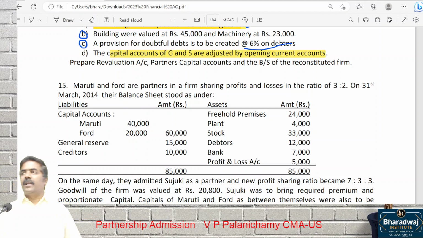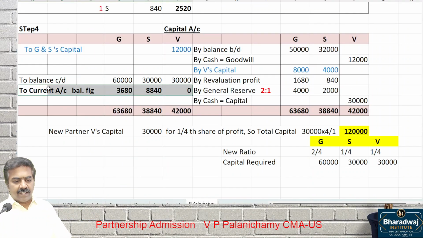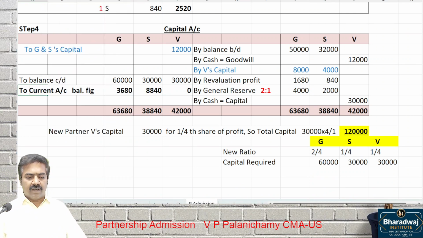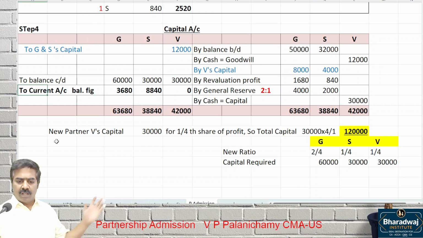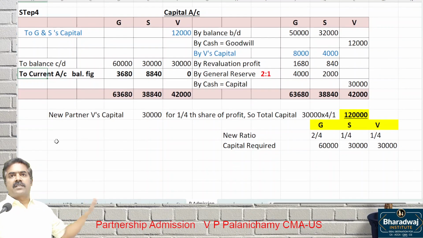Now, in the exam question, if point D is not given, what will you do? You will take it in cash. Suppose that is not given, you will take it as which account? Cash account. Surplus capital returned back. Since it is mentioned, we transfer to which account? Current account. Take up this. This is the extra thing that we learn in this question.